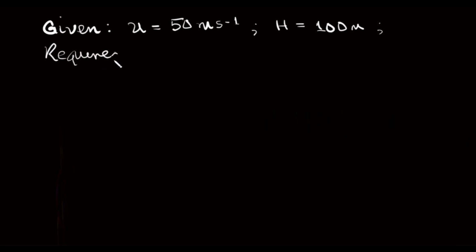We are given the initial velocity u as 50 meters per second and the height h as 100 meters, and asked to calculate the time of flight, capital T, the angle of projection, theta, and the range covered, R.